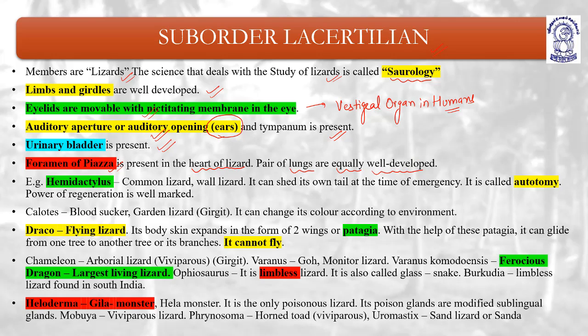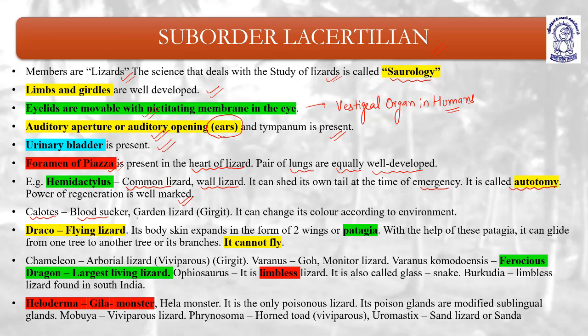Hemidactylus, known as common lizard or wall lizard, can shed its own tail at the time of emergency. This process is known as what? Autotomy. Power of regeneration is well marked. So autotomy is to release any body part by self-will if the organism comes under threat, as a mechanism of defense. So autotomy is basically the releasing or shedding of its own tail.